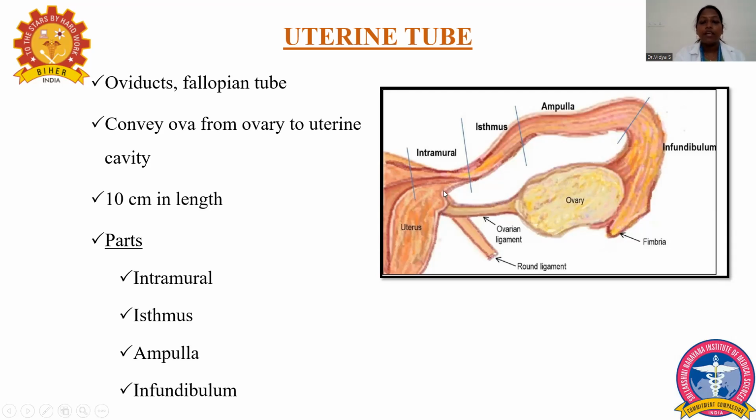Anatomically, the uterine tube or the fallopian tube is divided into 4 parts. The first one is the intramural part or interstitial part, this one. Next is the isthmus. Next one, the ampulla. Another one, the infundibulum. Finally, it ends like fimbriae, which carry the ova from the ovary. So these are the 4 parts of the uterine tube.